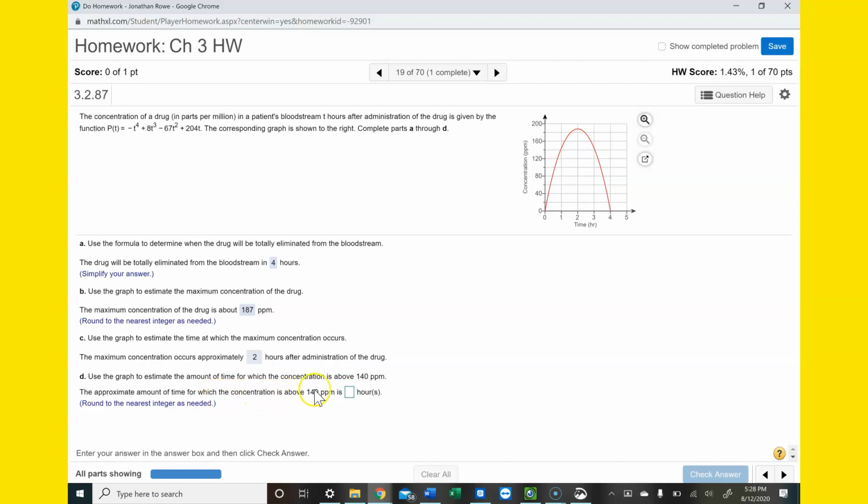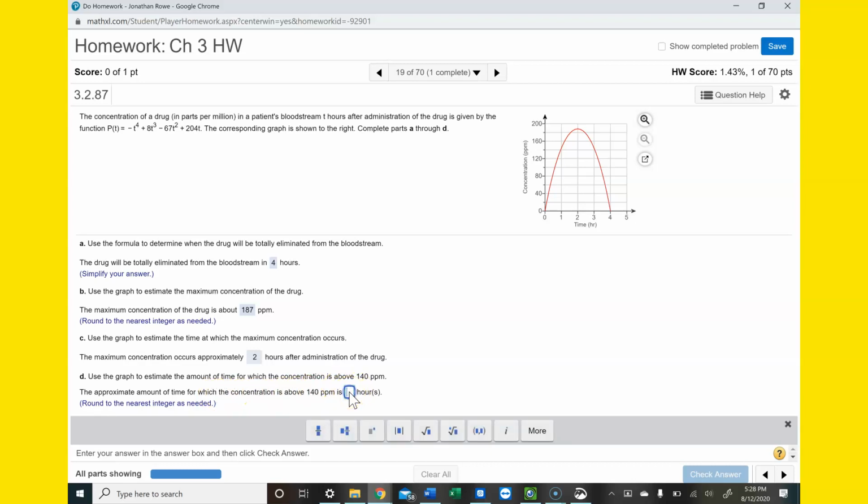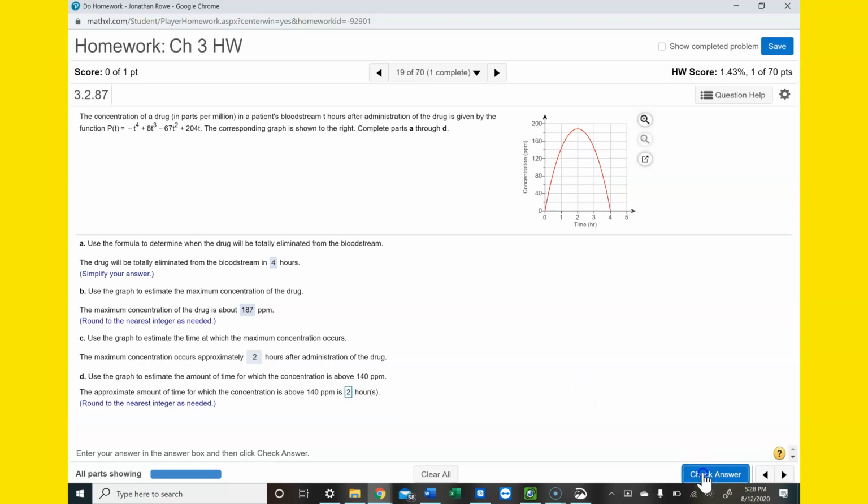Approximate amount of time for which the concentration, so that would be 2 hours. Between 1 and 3 hours, that means 2 hours total. The amount of time for which the concentration is above 140 is 2 hours.